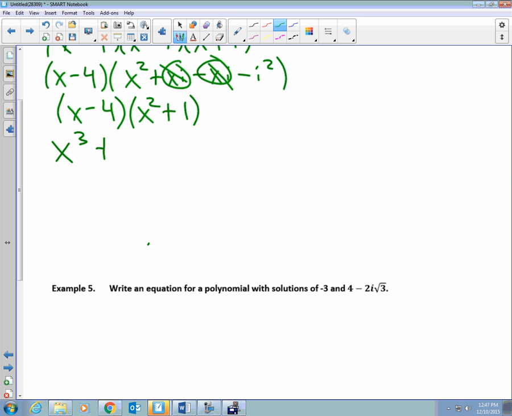X times 1 is x. Negative 4x squared minus 4. So x cubed minus 4x squared plus x minus 4. That is a polynomial that has solutions of 4 and i and negative i. Not too bad.